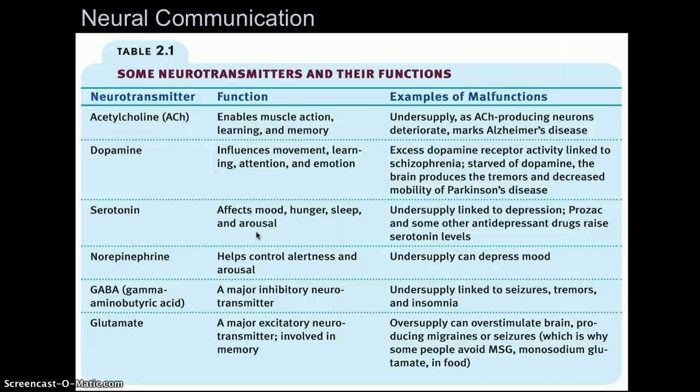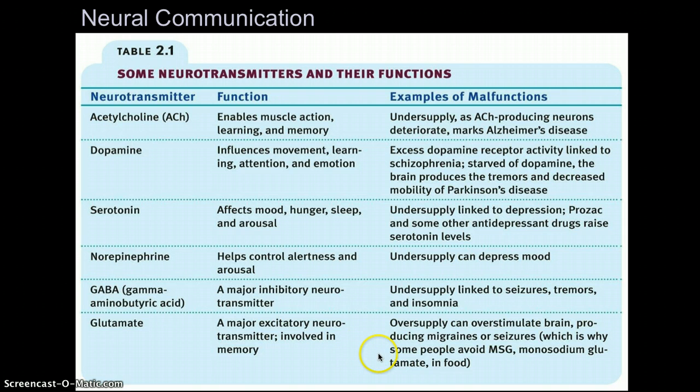Serotonin is actually also an inhibitory neurotransmitter. If we look down here at glutamate, this is an excitatory neurotransmitter. It's involved in memory. And excitatory neurotransmitters increase the likelihood that the neuron will fire an action potential. Some of the major excitatory neurotransmitters also include norepinephrine. This is also excitatory. And then we have glutamate, and an oversupply can stimulate the brain, producing migraines or seizures.